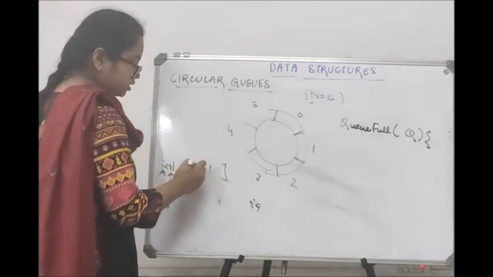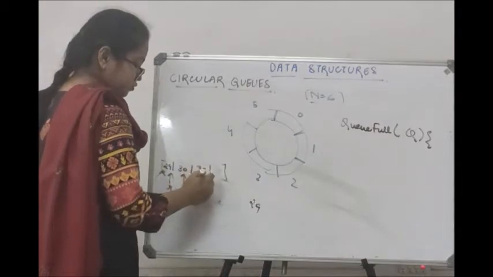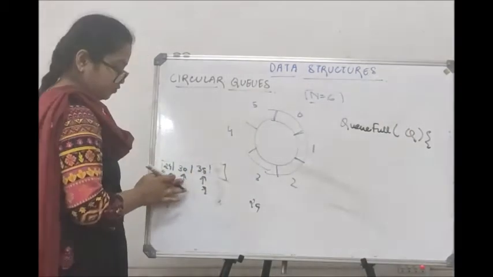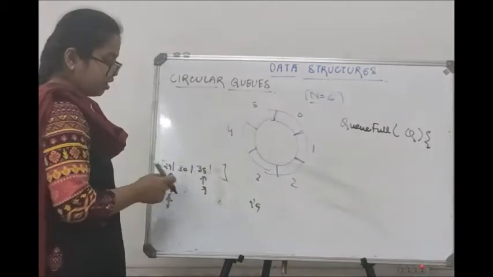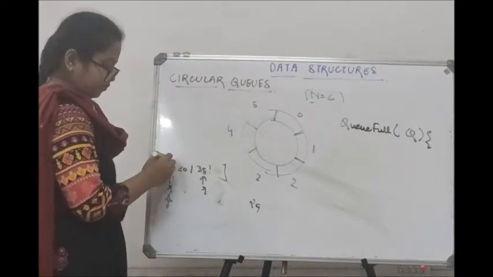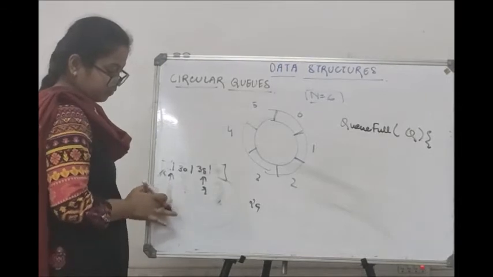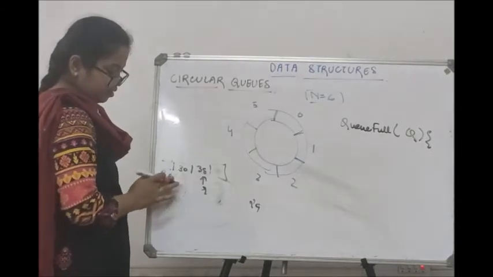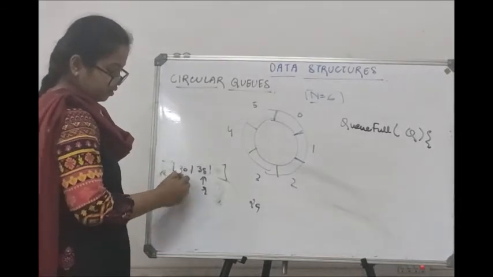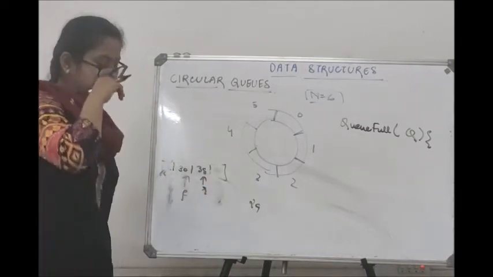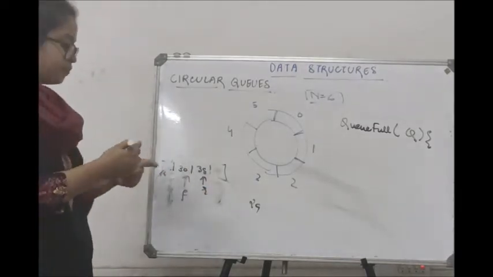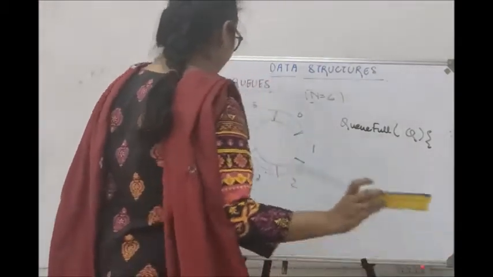Now suppose you insert 38. So rear will be pointing to here. Suppose I delete 29. I deleted it. So front will be pointing to here, because this is the front, this is the rear. Okay, so this is how operations in circular queue take place.